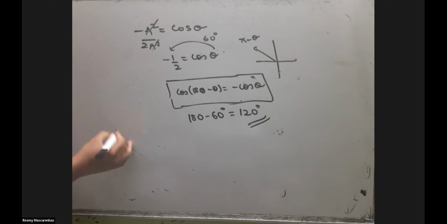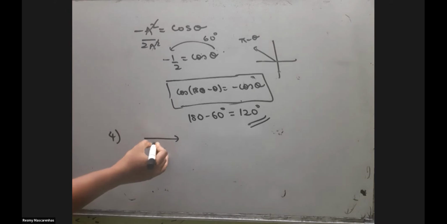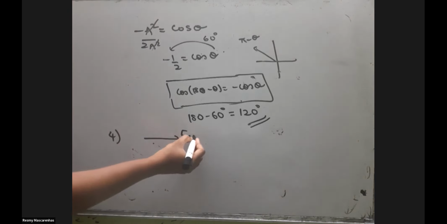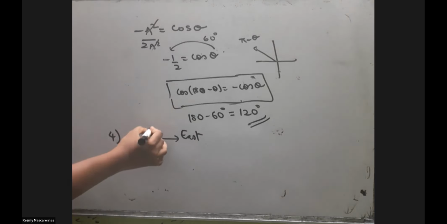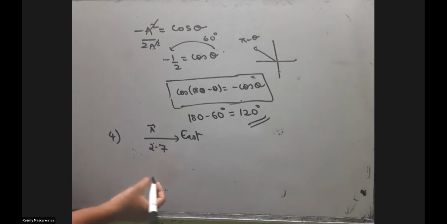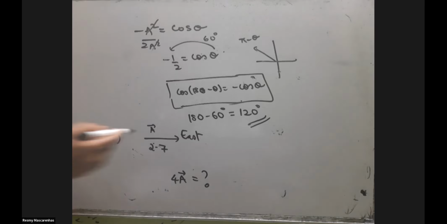Question 4. It says there is a vector going in the east direction. Its magnitude is 2.7. This is vector A. What is the magnitude and direction of 4 times A, if this is A bar?